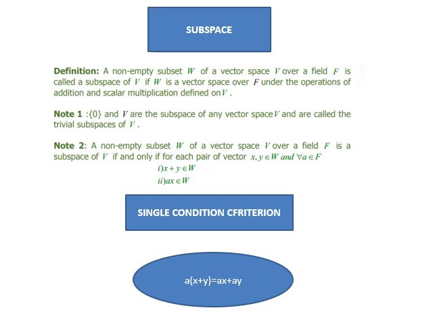Now combining these 2 can be given as one single condition. We call it the single condition criterion: a into x plus y is ax plus ay.